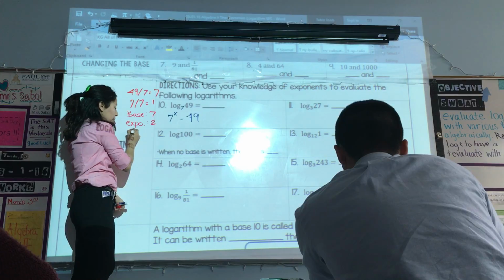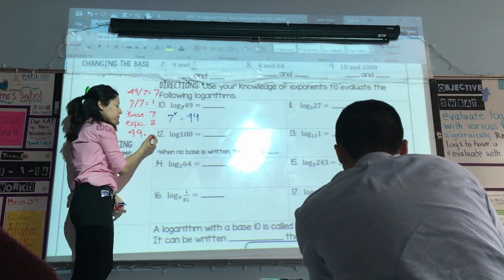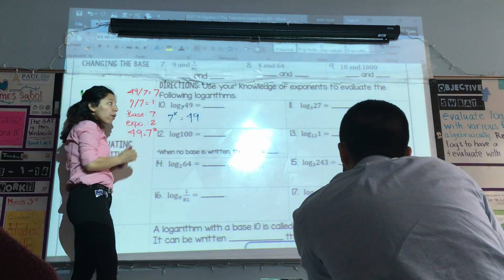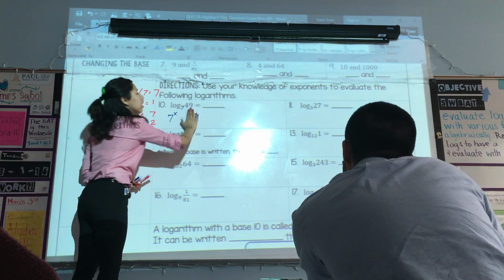2. And so Ronnie is saying that 49 equals 7 squared, which is true. So we can go ahead and replace this 49 right there with 7 squared.